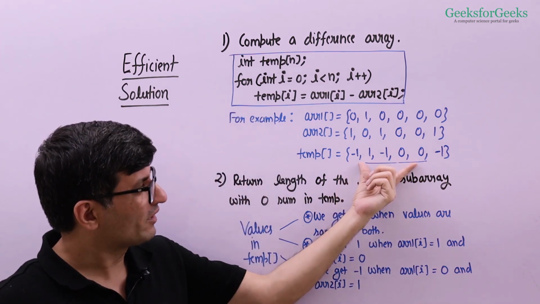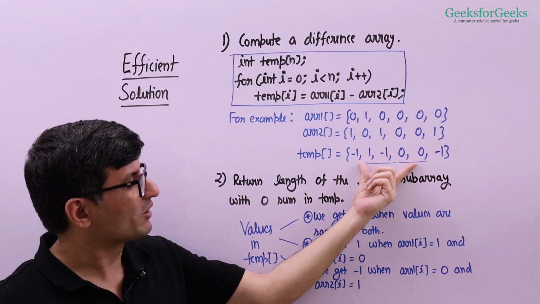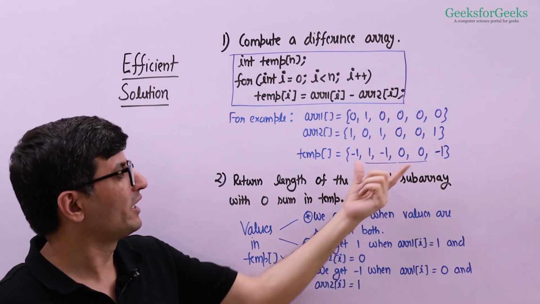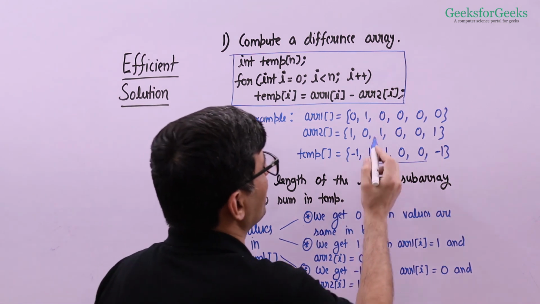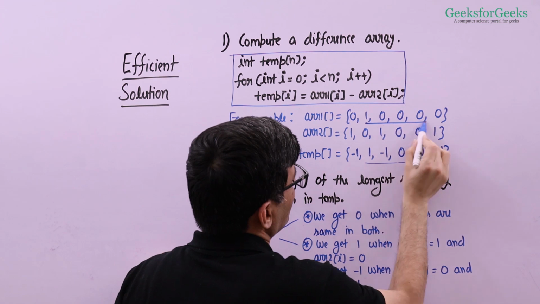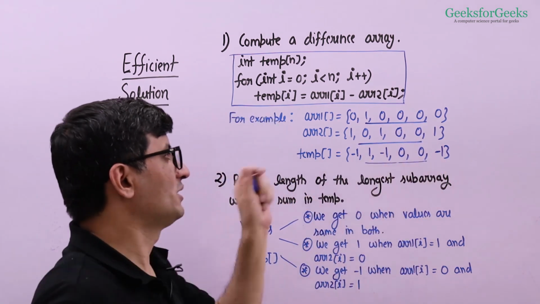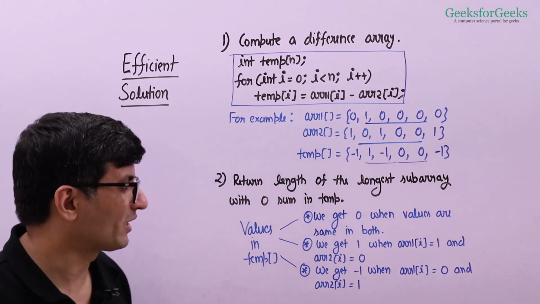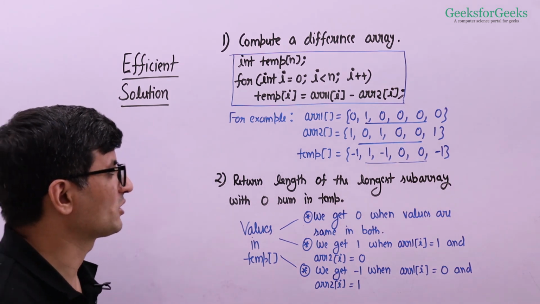For example, here you can notice the length of the longest such subarray is 4, and you can notice in both the arrays we have a length 4 common subarray with the same sum. Let's see how this works. What is the reason behind the working of the solution?